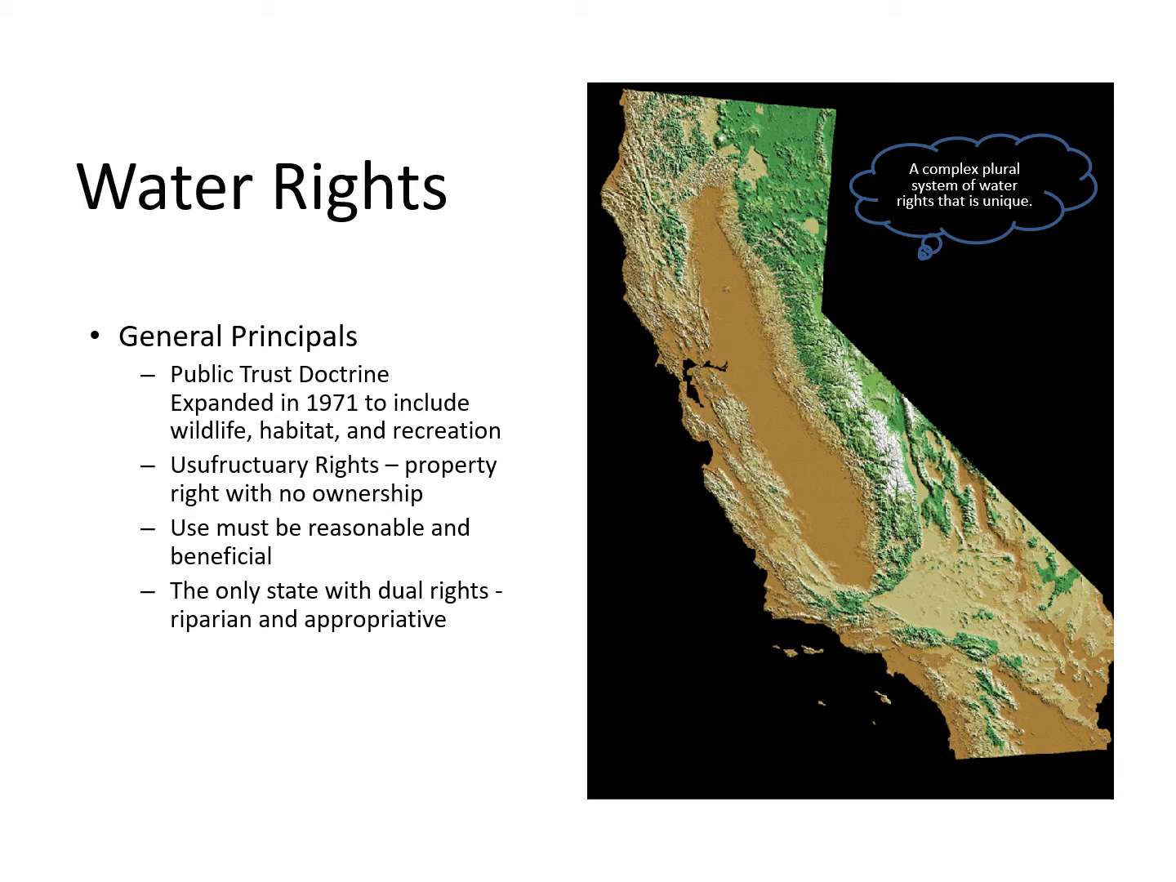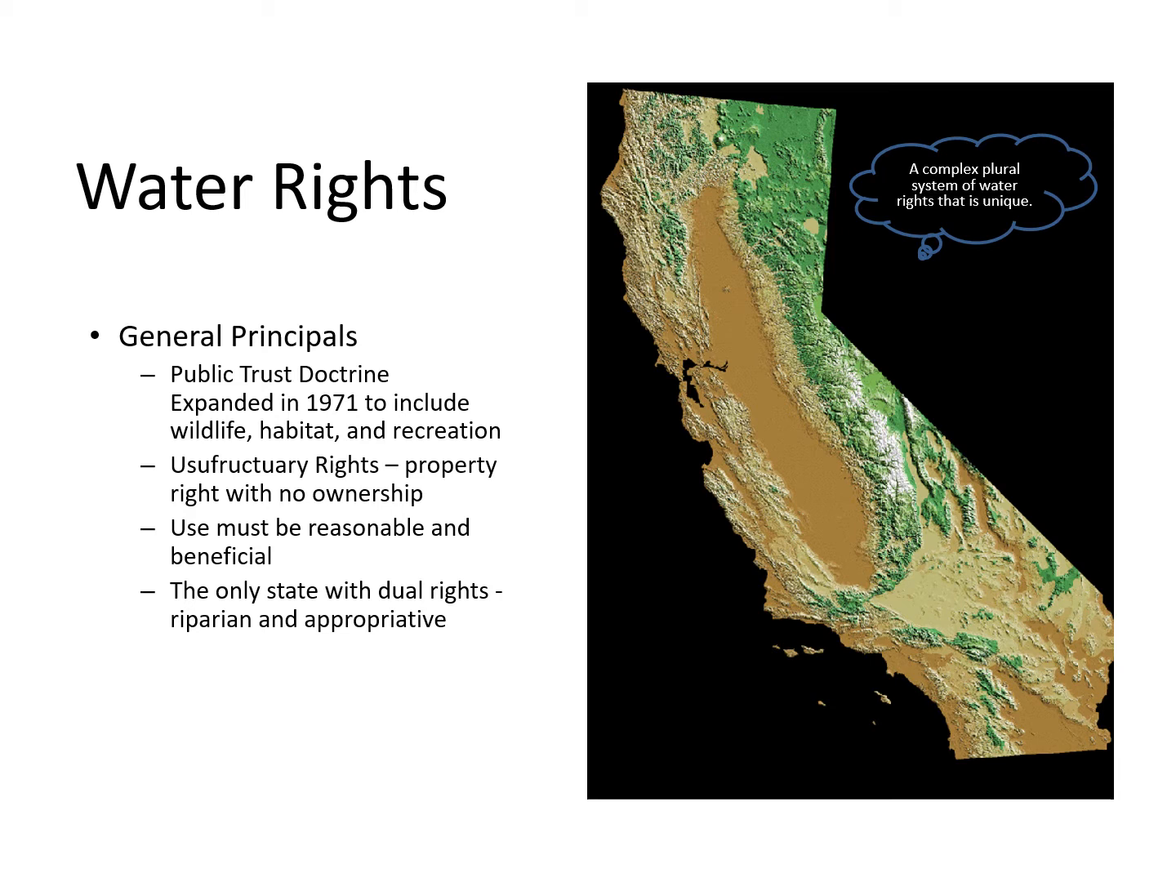There's the public trust doctrine, which we really haven't talked about before. And what it means is that the government holds certain things in trust for the people. One of those would be air. Another one would be water. And that is actually a Roman doctrine, but it was expanded in the United States in 1971 to include wildlife, habitat, and recreation, or more environmental concerns.